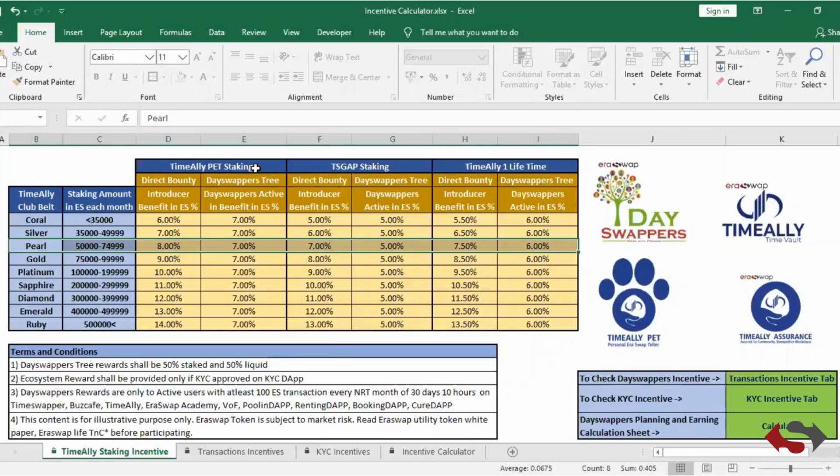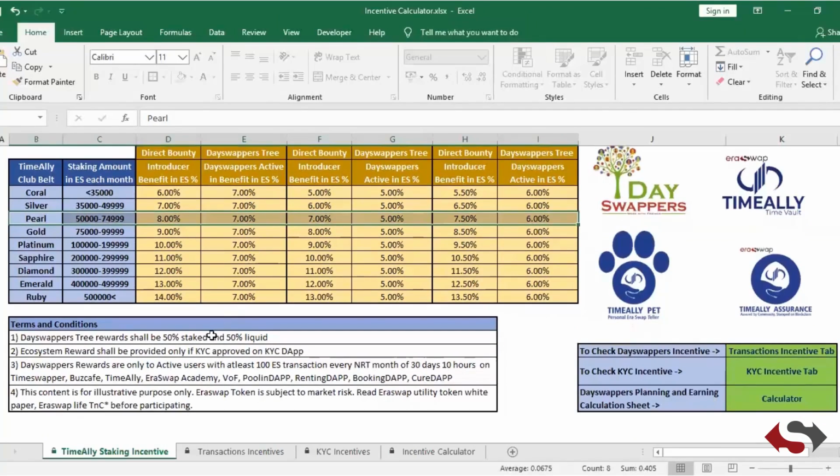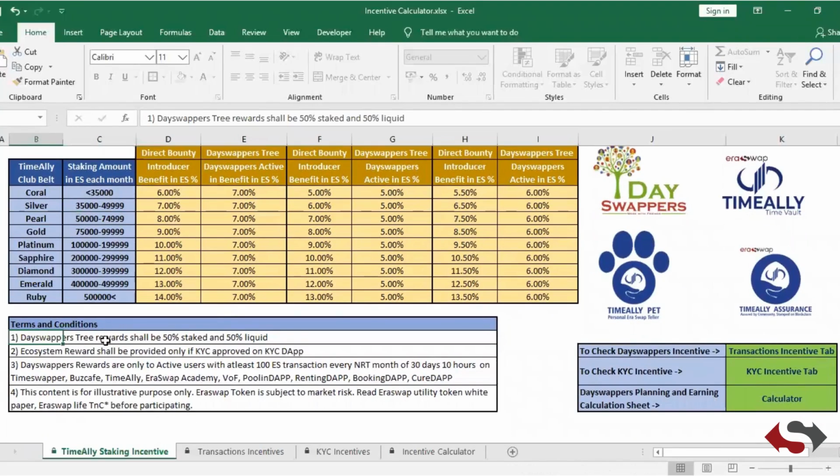Now, not only these, but after these there are also various conditions that shall have an impact. The day swapper tree reward shall be 50% liquid and 50% stake. The ecosystem reward that shall be provided will be only provided to the ones who have KYC approved on the KYC tab. So if you have not yet completed your KYC, kindly do that.